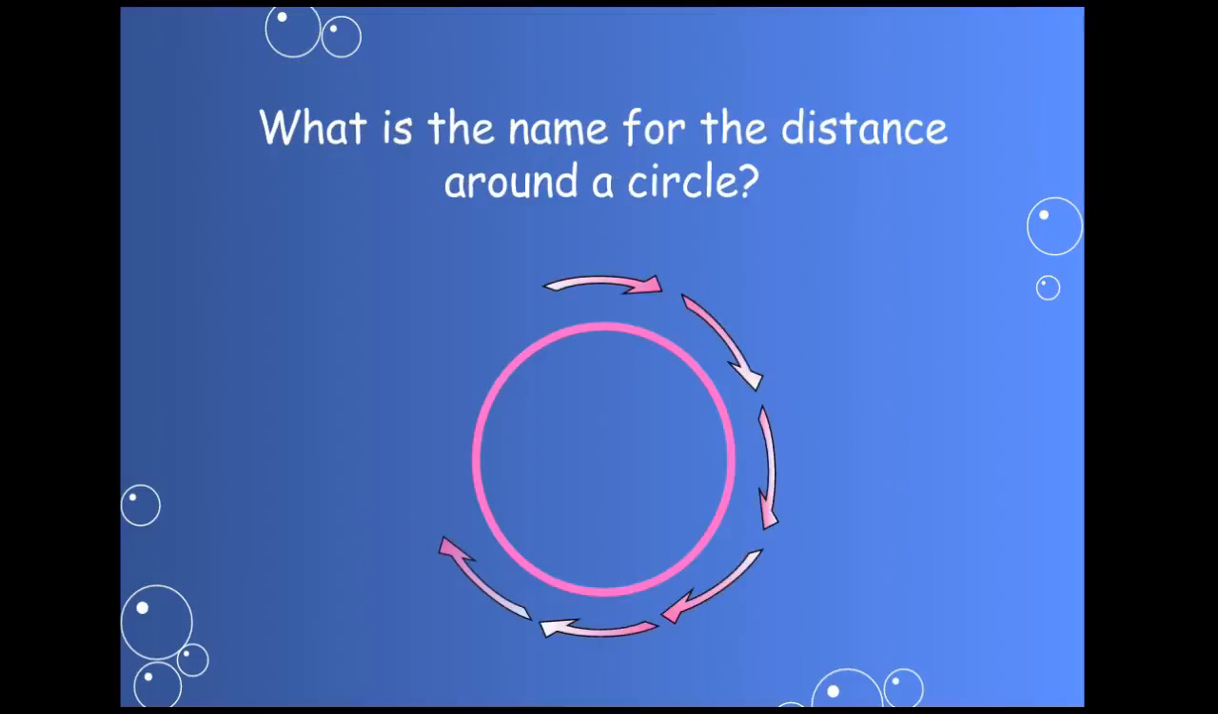Now, what is the name for the distance around a circle? That would be the circumference. Excellent. So the distance around the circle is the circumference.